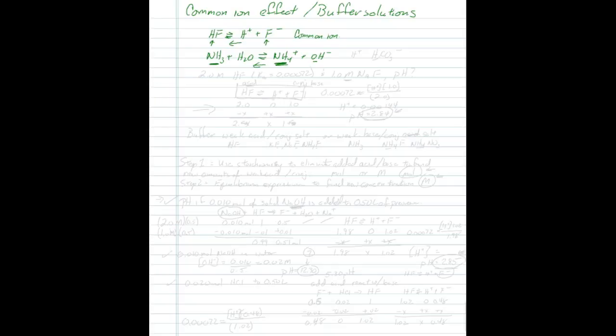This is also the effect when you have polyprotic ions. You have HCO3 minus, and the common ion in this case is H plus. When this H falls apart, it increases that, shifting it back, so you don't get very much CO3 minus.